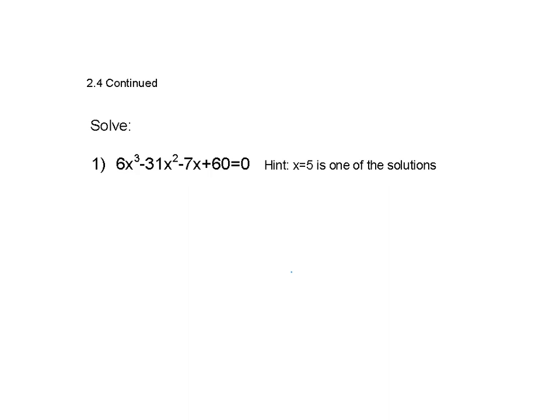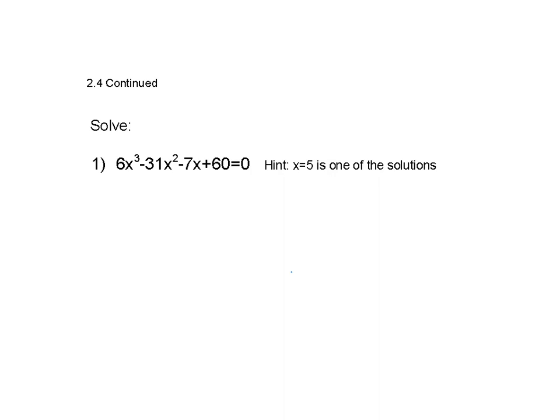Hi everybody, we are in section 2.4, which is solving polynomial equations. We are continuing where we left off yesterday. Our goal is to solve 6x cubed minus 31x squared minus 7x plus 60 equals 0. This particular polynomial is not easily factorable. It is not factorable by grouping. We can't guess and check. Well, we probably could. It would take forever though.